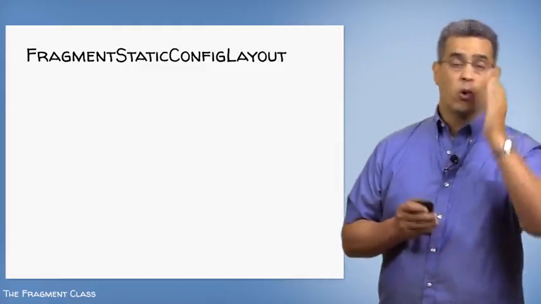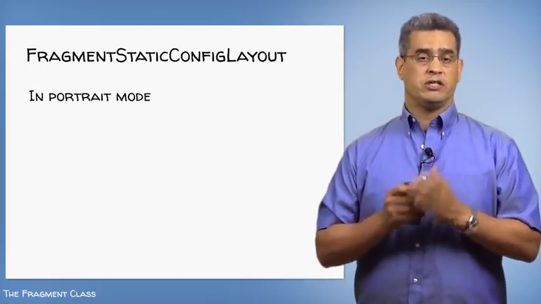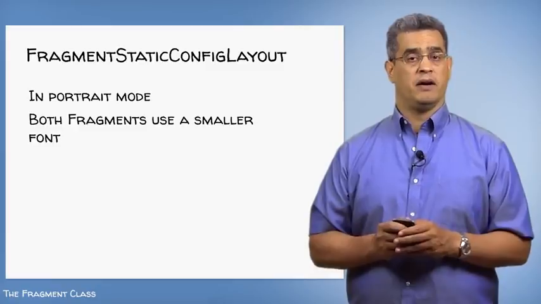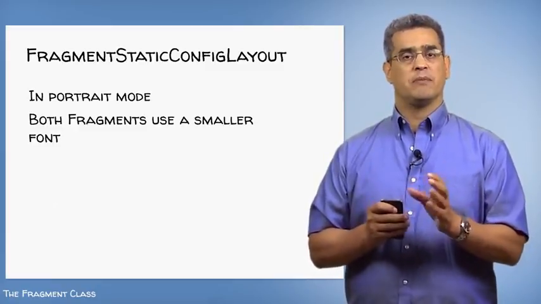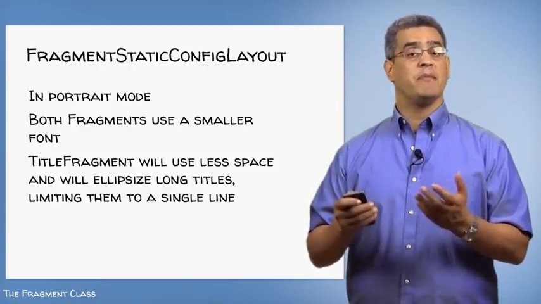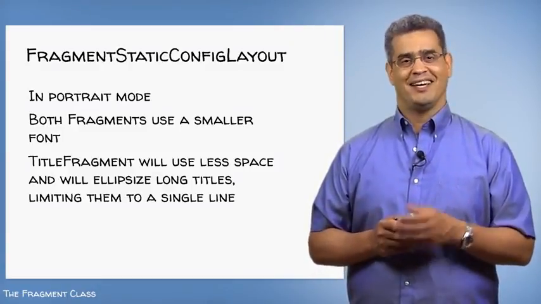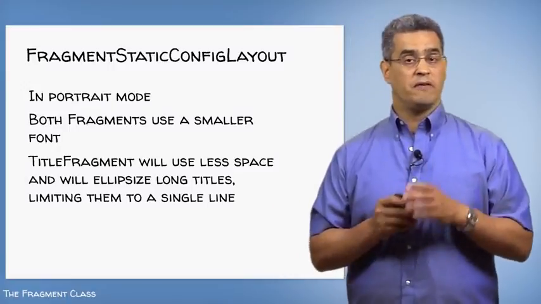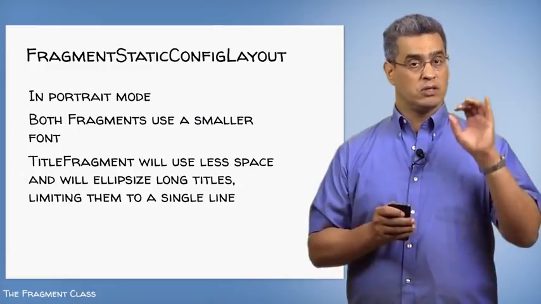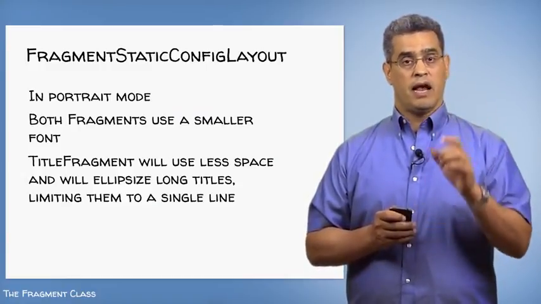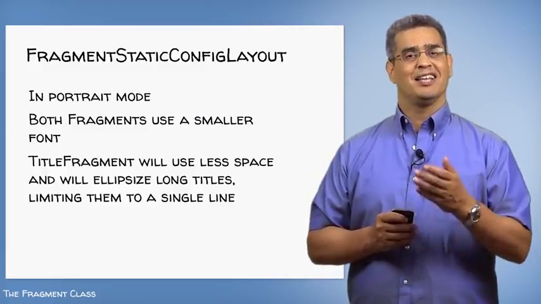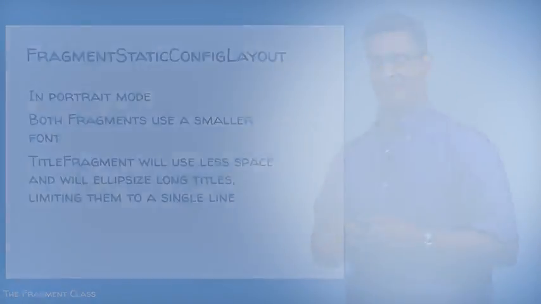When the device is in portrait mode, however, the layout changes a bit. Both fragments use a smaller 24 SP font, and the title fragment takes up only 1/4 of the horizontal space, while the quote fragment takes up the remaining 3/4 of the space. And if a title is too long to fit on a single line in the title fragment, then that title will still be limited to a single line, and we'll just replace some of the text with ellipses. Let's see that application in action.